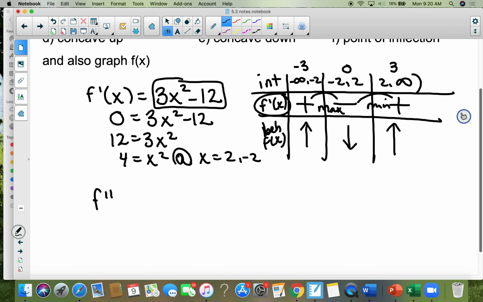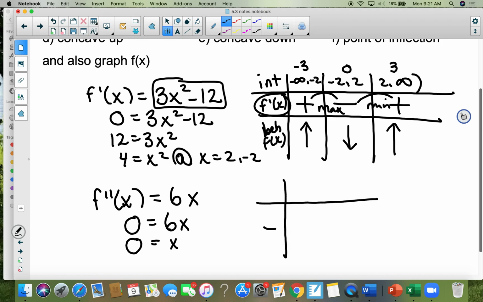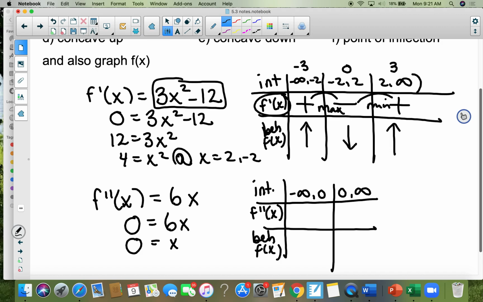So I'm going to do my double derivative sign chart. The double derivative is 6x, set it equal to 0. X is equal to 0. So this chart here still has an interval. This is going to say double derivative, and this is the behavior of f of x. Negative infinity to 0, and 0 to infinity. So you're going to plug in negative 1 and positive 1 into the double derivative, and when you plug negative 1 in, you get a negative. When you plug positive 1 in, you get a positive.